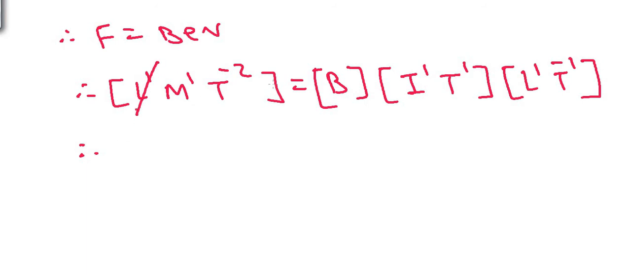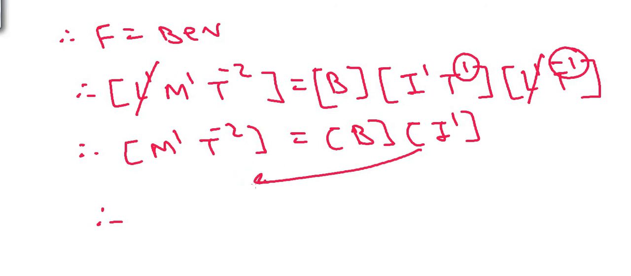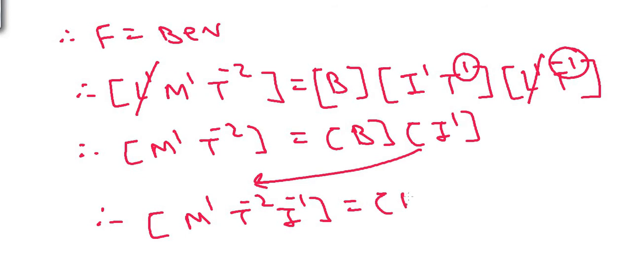L raised to 1 on the left hand side gets cancelled with L raised to 1 on the right hand side. Now next, T raised to 1 into T raised to minus 1. 1 minus 1 is 0, so T raised to 0 is 1. So we are left with M raised to 1, T raised to minus 2 on the left hand side. That is equal to dimensions of B into I raised to 1 on the right hand side. Now shift I raised to 1 to the left hand side, it will go to the denominator, and while appearing in the numerator, its index will change sign. And so we get M raised to 1, T raised to minus 2, I raised to minus 1. That is equal to dimensions of B.